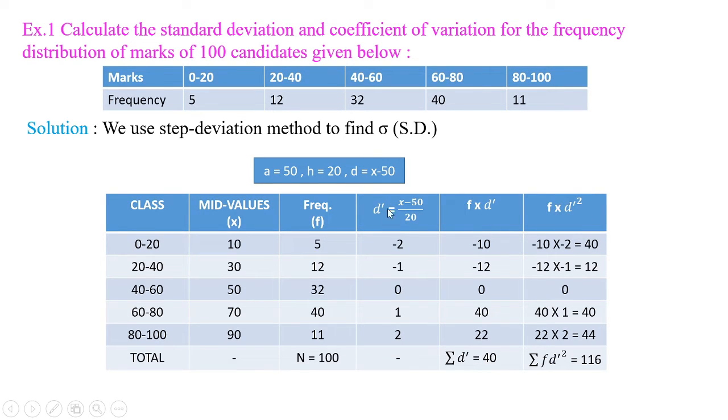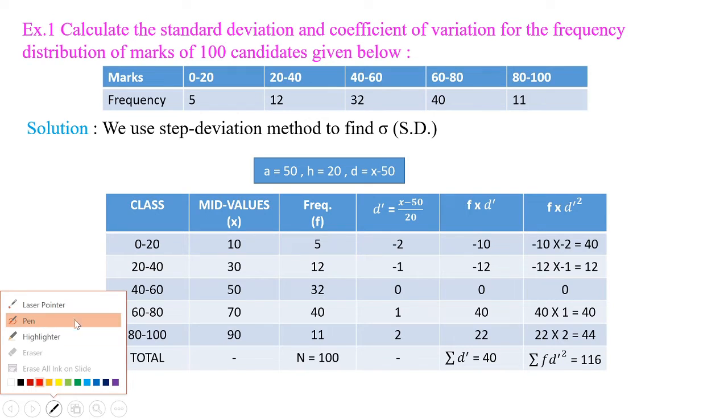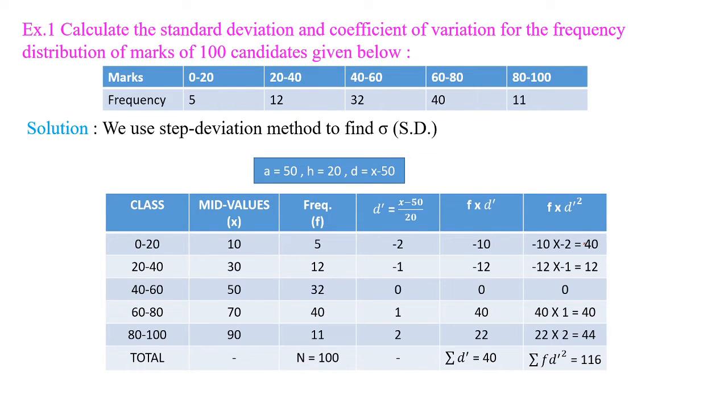So here d dash square, minus 2 into minus 2 is equal to 4, and 4 into 5 is equal to 20. Minus 2 into minus 10 is equal to 20. Here 10 into minus 2 is equal to not 40, you have to change that, here 20.